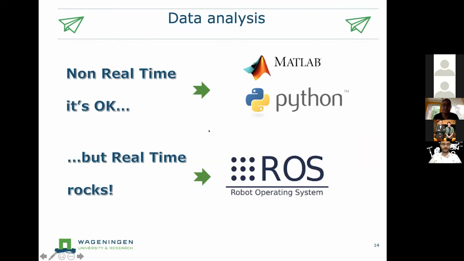So again, most of the time for data analysis, you can use Python. There are tons of libraries and open source projects that are handy for processing your data and deriving the variables that you are looking for. And when you want to make the jump to real-time data processing, a good solution is using the Robot Operating System, which again has a bunch of libraries that you can use already to make not just autonomous navigation, but also data interpretation.